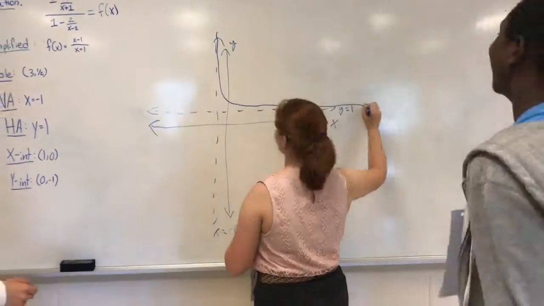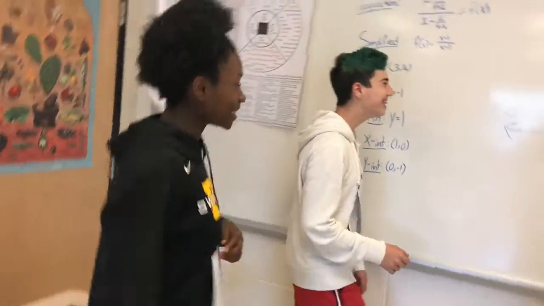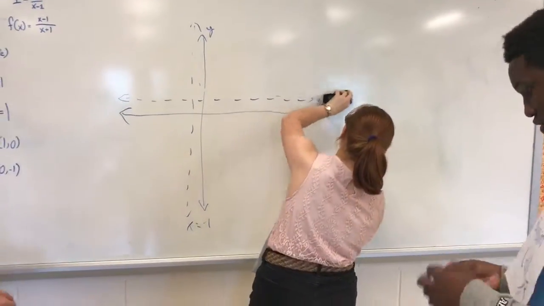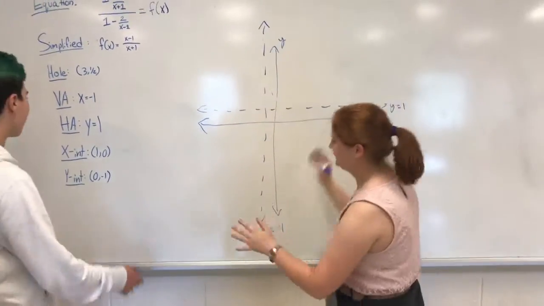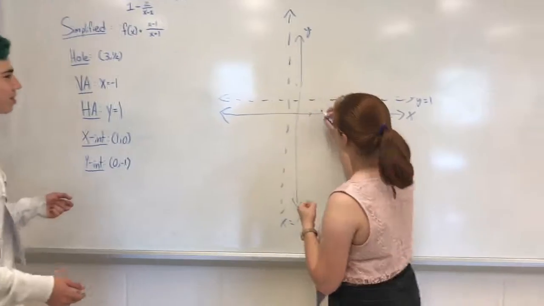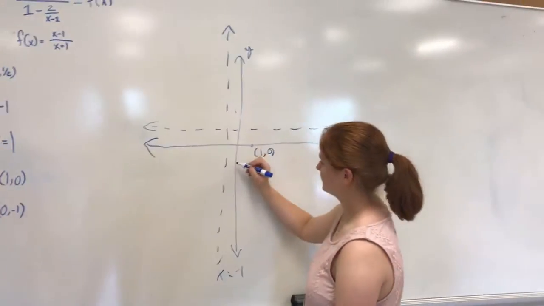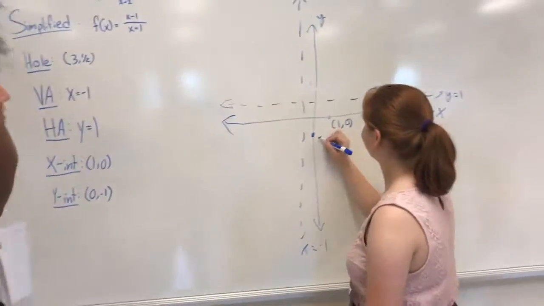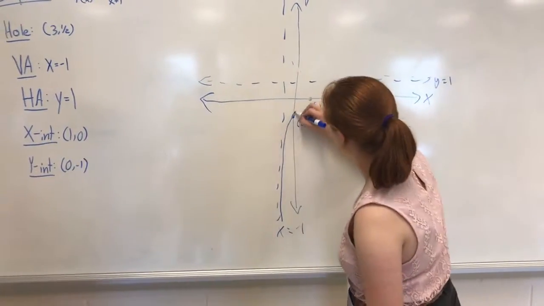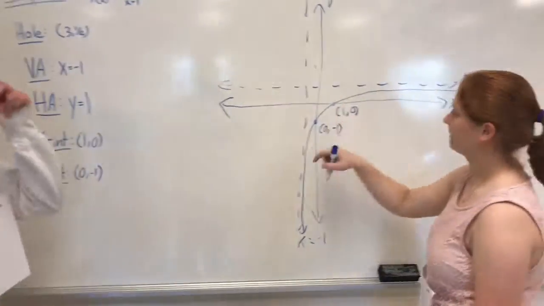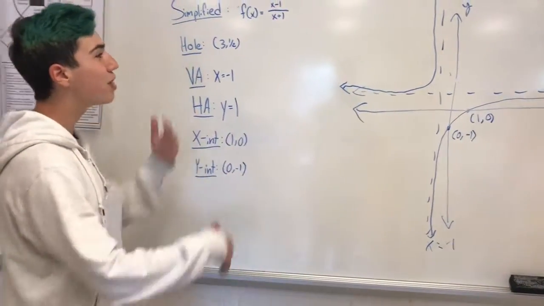So let's graph the x-intercept, which is (1, 0). It's called x-intercept because it intercepts the x-axis at that point. And the y-intercept at (0, -1). So that's our graph.